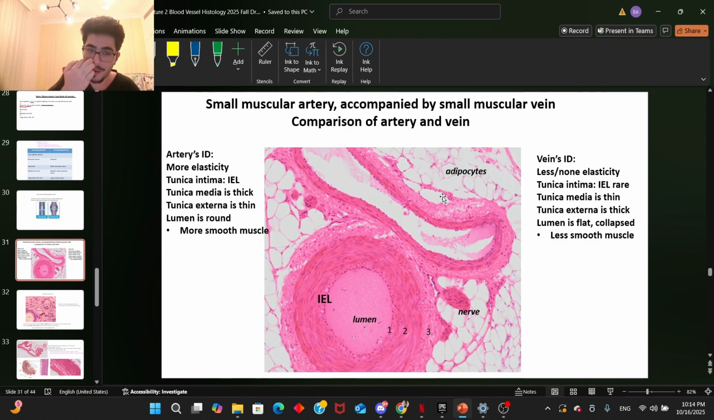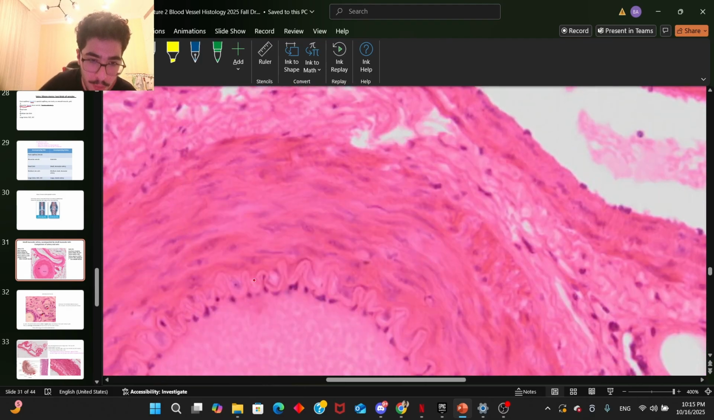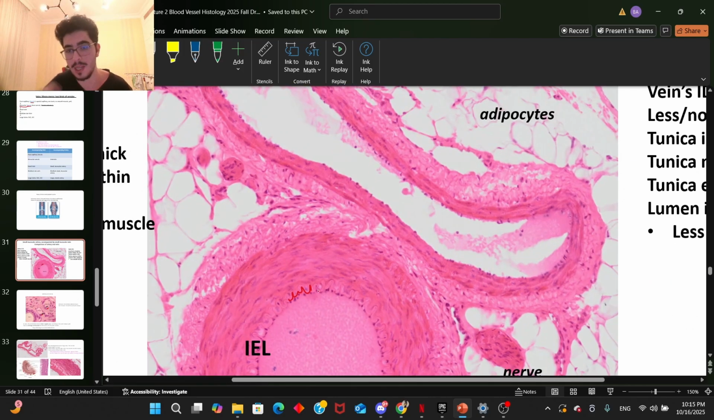So this is actually a very, very nice image because it has the small artery here and then the corresponding small vein. So this is very, very cool. The small artery, obviously, we know that it contains one fenestrated elastic lamina, and you can see it. It's very hard to see here, but if you zoom in more, you see this black line here. That is the elastic lamina, okay? That is the elastic lamina.